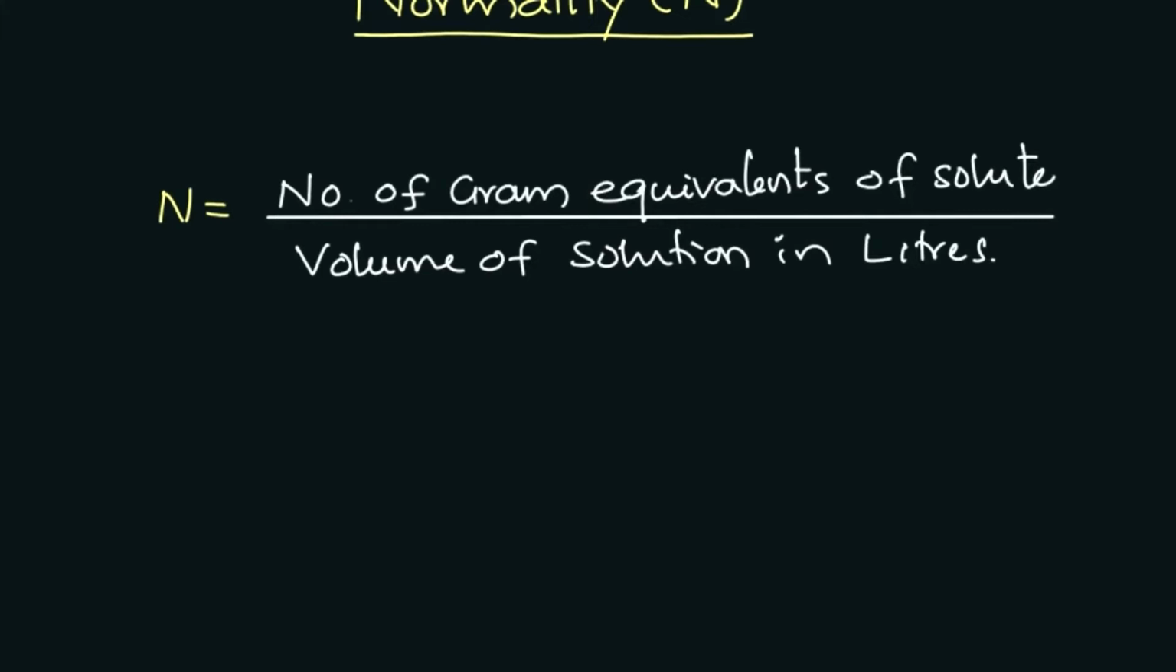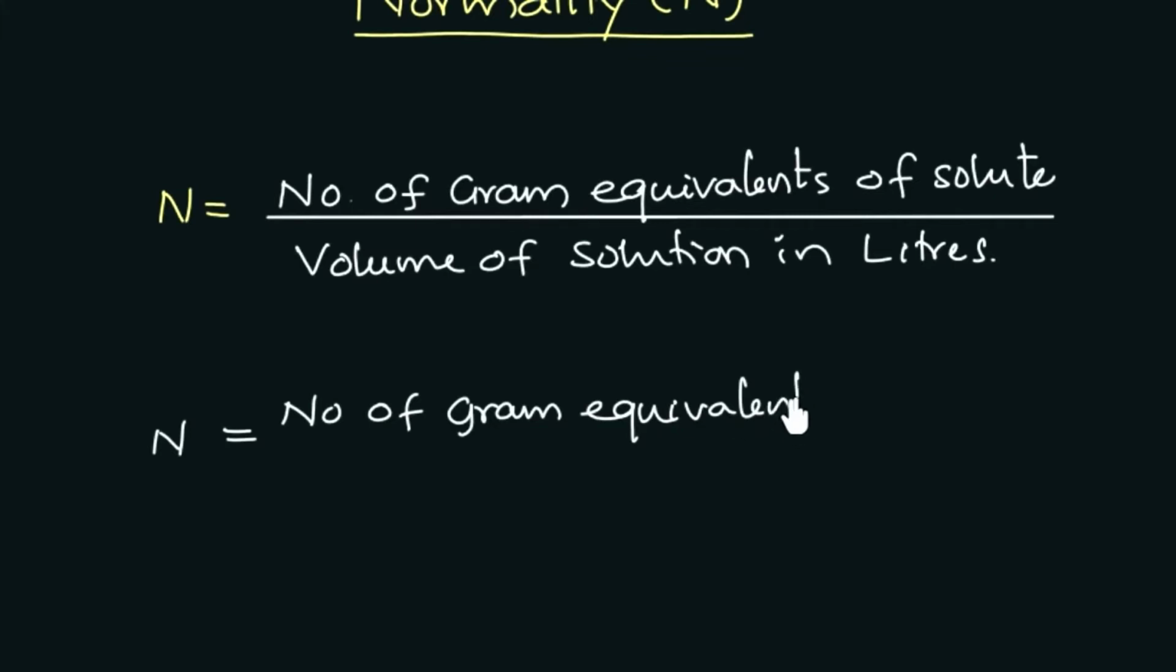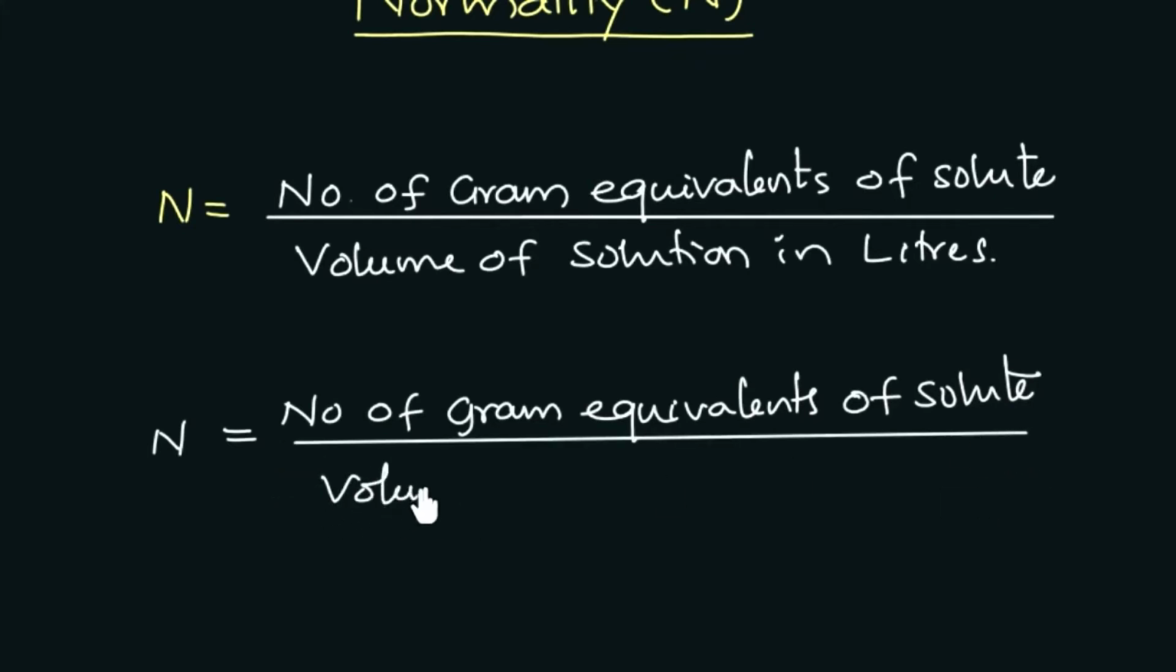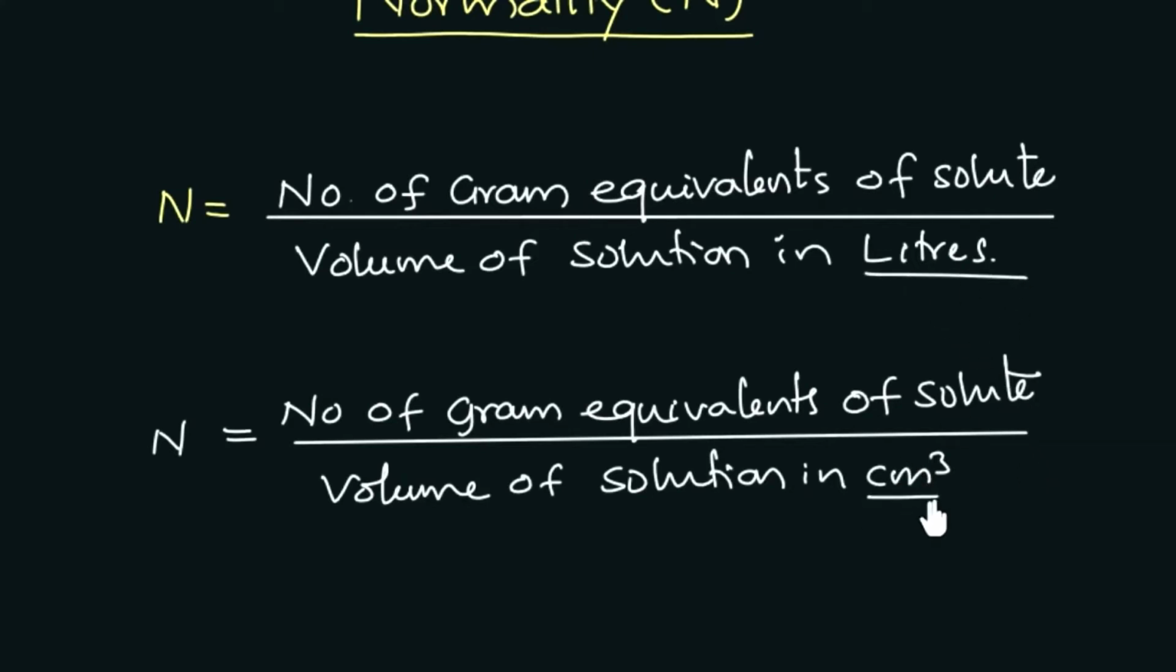If we assume the volume is given in mLs or cm cube, in that case we can define the same thing like: normality equals the number of gram equivalents of solute, the whole divided by the volume of solution in cm cube or in mL. In that case, here is a liter and here is a mL or cm cube, so you have to multiply with 1000 here.